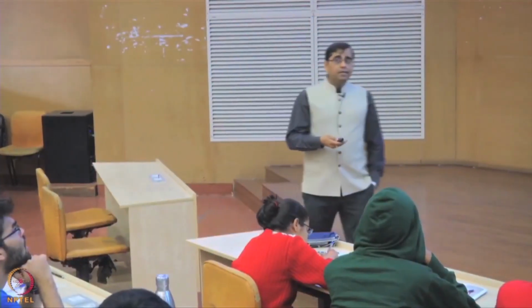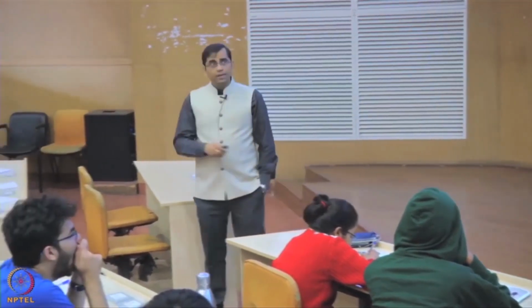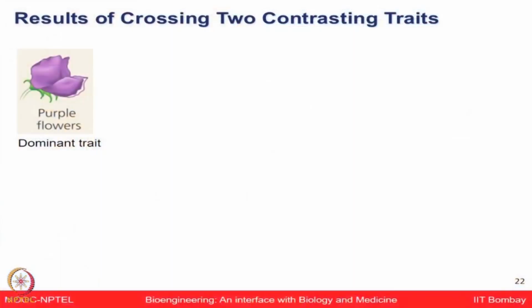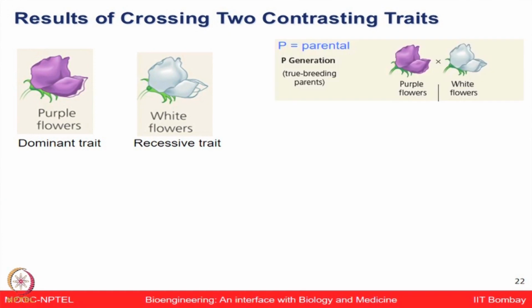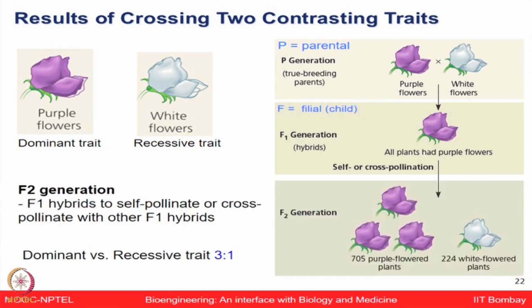So now let's talk about his crossing experiment, where he crossed purple versus white, 2 of the contrasting traits. So the purple color is the dominant trait, versus white is a recessive trait. Now the P generation or the parent generation, these are true breeding parents, purple or white. F1, all of them showed purple pattern, and when he again crossed them further, it distributed into purple versus white, a 3:1 kind of ratio.